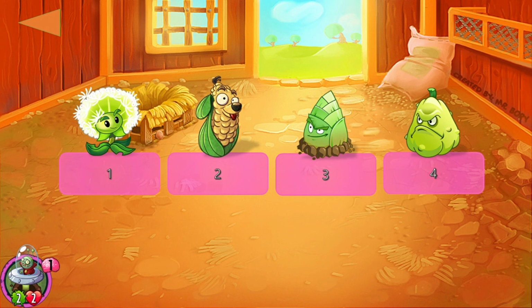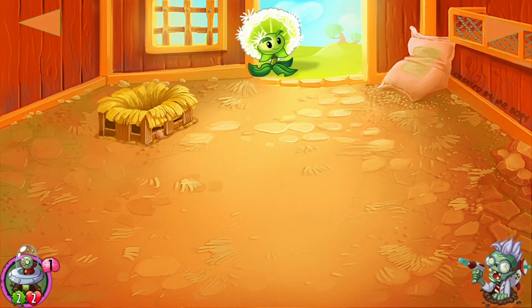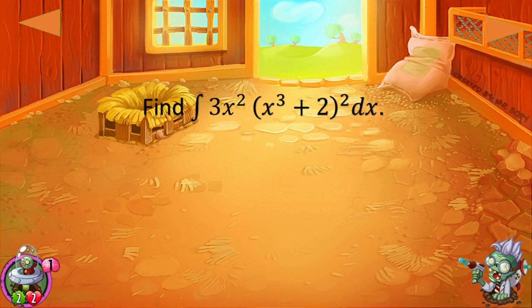Now let's answer first this one. And the first problem goes like this. Find the integration of 3x squared times (x cubed plus 2) raised to the power of 2 dx.